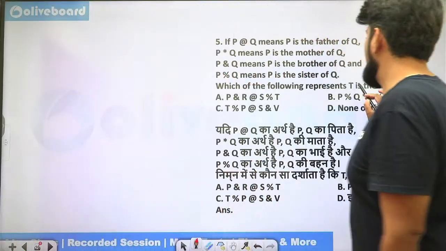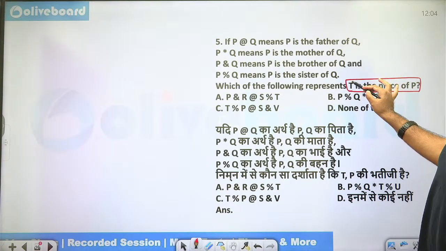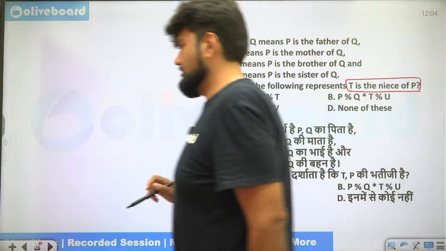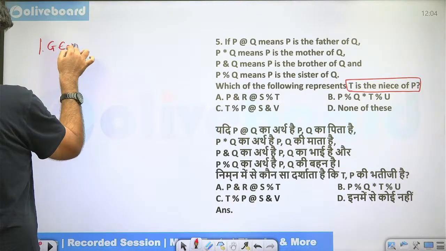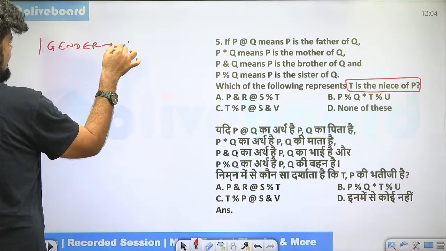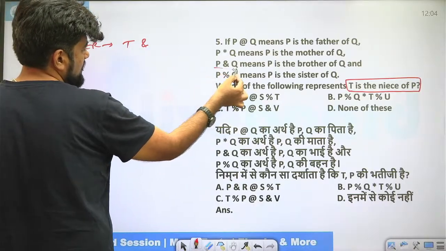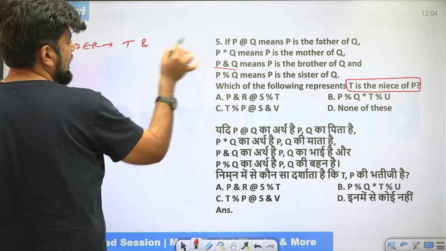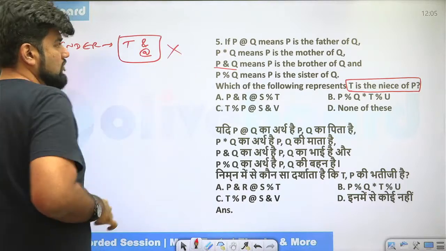So the question is saying T is the niece of P. How do we eliminate the options? That means we know the gender of T. T has to be a female. So point number 1 is gender-based elimination. That means T cannot be what? A male. So T cannot have an ampersand after it because ampersand implies brother. And at the rate after it because at the rate implies father. These two are not possible in an option.